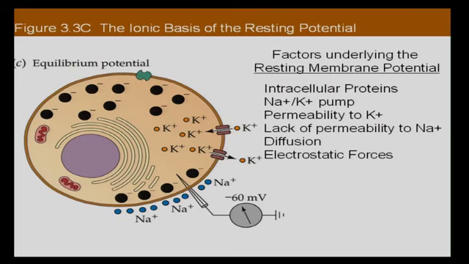Another major feature is the permeability of the cell membrane to potassium. Just open channels, no holds barred, potassium can go wherever it wants through these channels, but also dependent on forces like diffusion and electrostatic forces. Also, the lack of permeability of this membrane to sodium. Diffusion, as I said, and electrostatic forces. All of these things are resulting in the negative potential of negative 60 inside the cell relative to outside the cell.